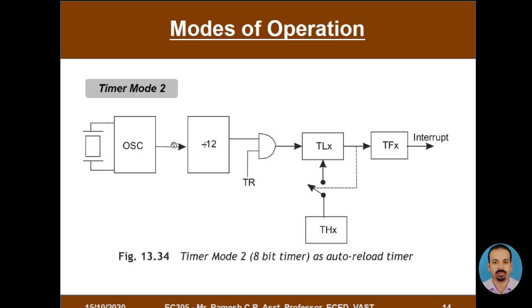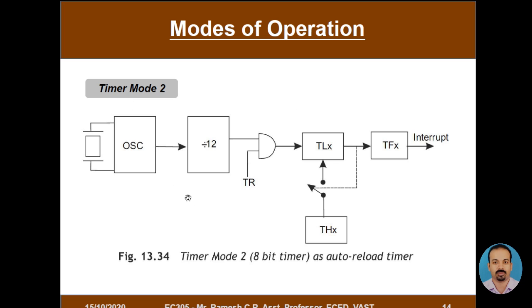Now we go for mode 2. As I told, mode 2 is the mode of operation of the timer in which we have the auto reload feature. The initial count value which has to be loaded to the counter register is an 8-bit value. It will be stored in the THX register, and a copy of this value will be loaded to the TLX register. This mode 2 operation is only used in timer configuration. We are not using this mode for counter operation in general.